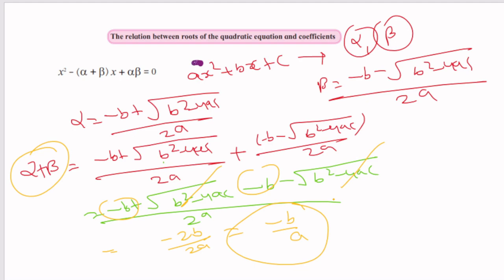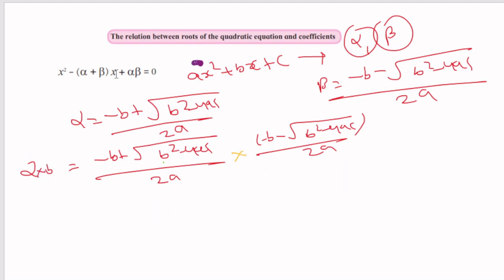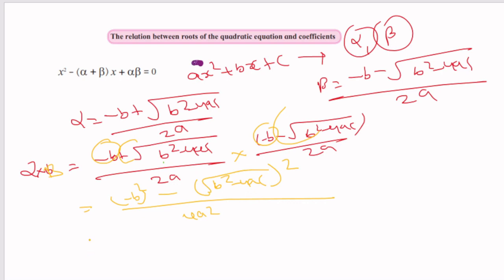Similarly, you can get alpha into beta. Let's check that as well. So I've written the same thing, just multiplication in between alpha and beta. Okay, into sign again. The denominator is the same, but you cannot take it common this time because it's a multiplication. So 2a into 2a will become 4a square, and in the numerator, if you notice, minus b is the same, plus and minus. So this is the form of a square minus b square. So minus b square minus of square root of b square minus 4ac, whole square. Got the point? I hope it's very, very simple.